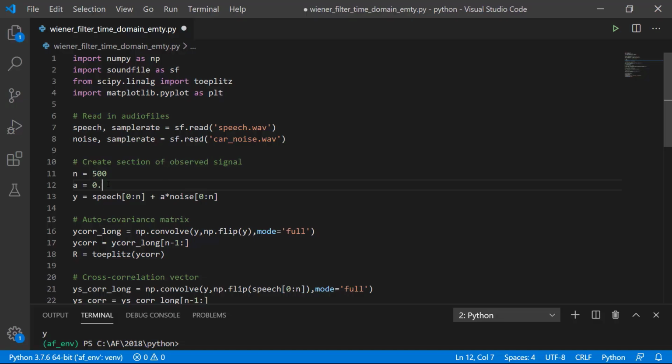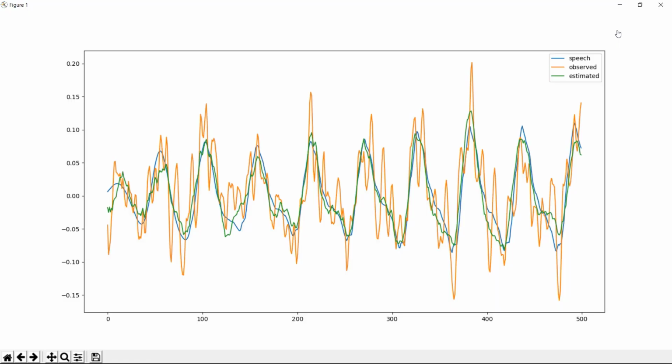To check this trend, let us set the weight to 0.8. As expected, the impact of the noise is even stronger here, but because of the Wiener filter, we are still able to obtain a good estimate of the true speech signal. And with this observation, I want to conclude the time domain demonstration, and we'll go on to the frequency domain demo.